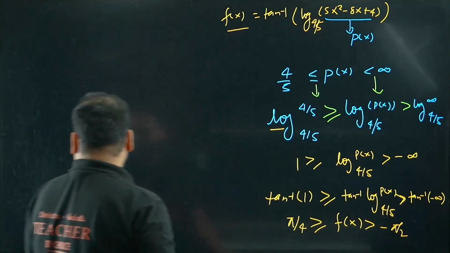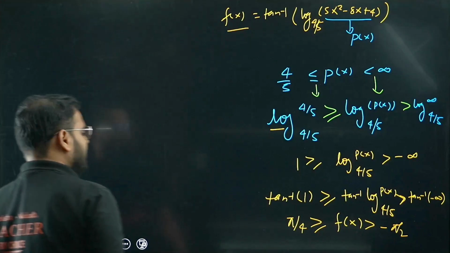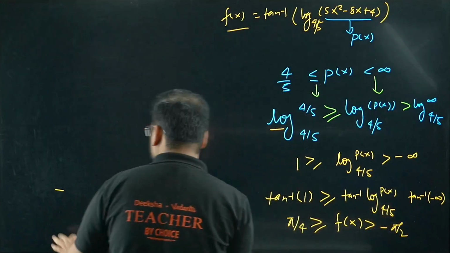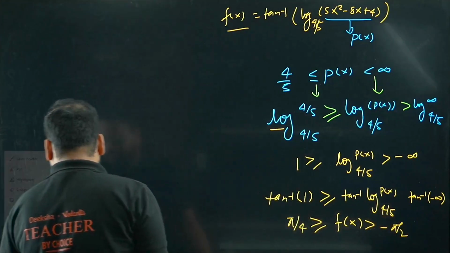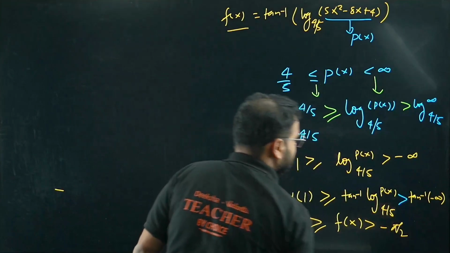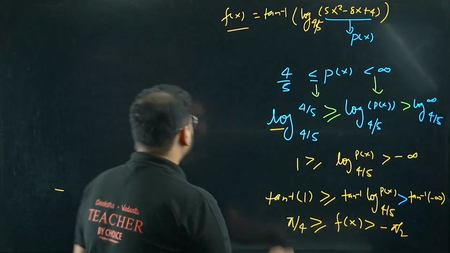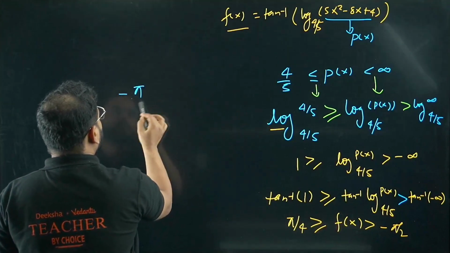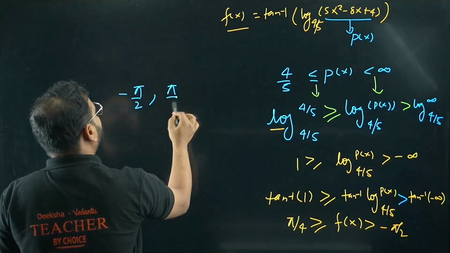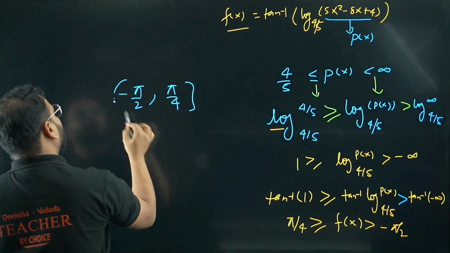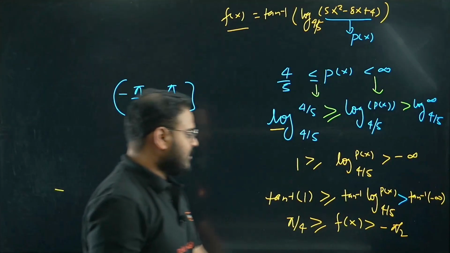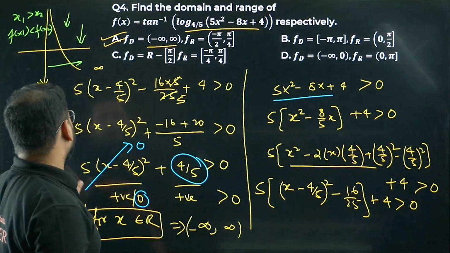Check this out. Not visible. I'll write it again with a different color. One second. This is the inequality over here, right? So I get this value of f(x) from minus pi by 2 to pi by 4. This is open and this is closed. If you want, I can show you over here as well.